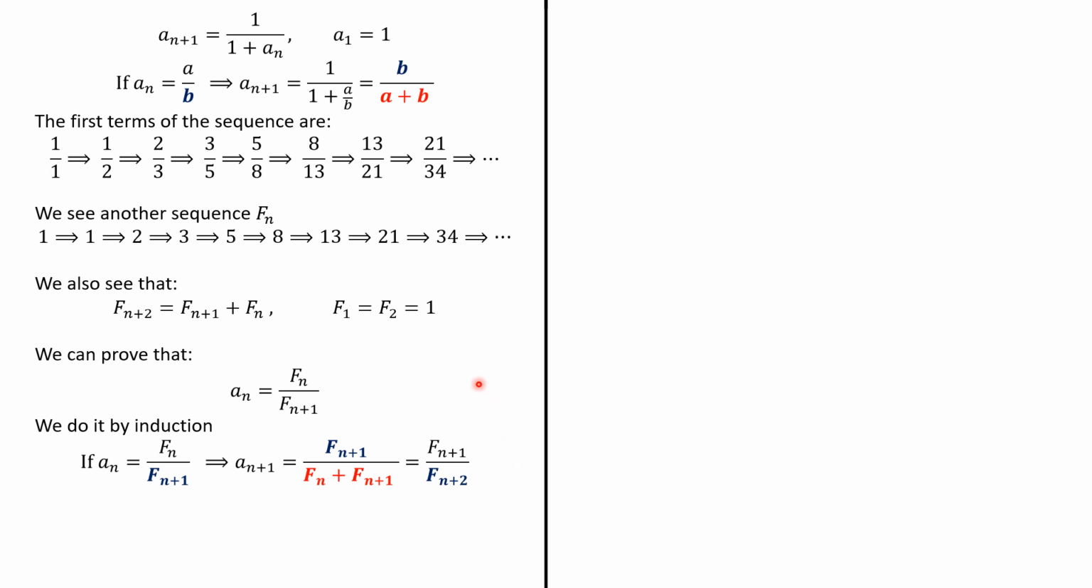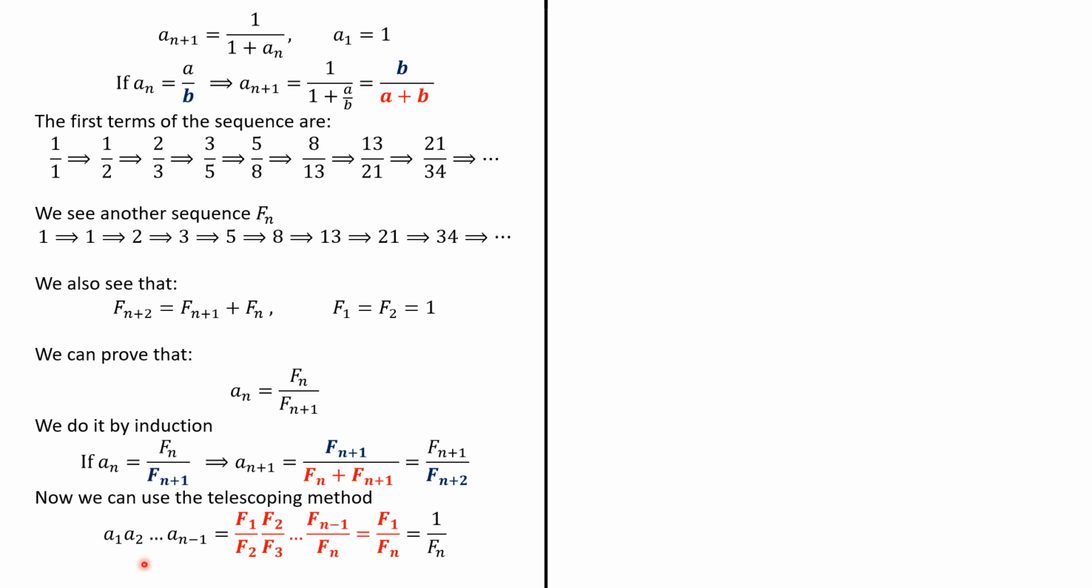Now, it is interesting because A1 multiplied by A2 multiplied by ... multiplied by A(n-1) is a telescopic product. So we know how this works. We're going to have at the end the first numerator over the last denominator. So we're going to have F1 over Fn. But since F1 is 1, this is 1 over Fn. And we can deduce that this nth root is the nth root of Fn.